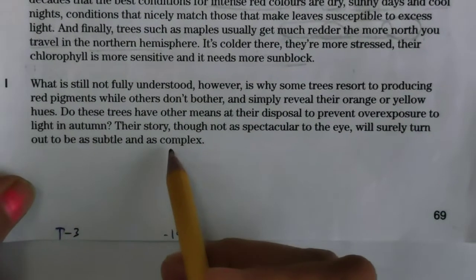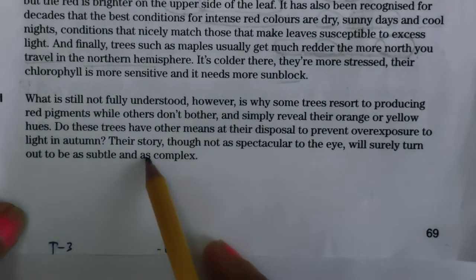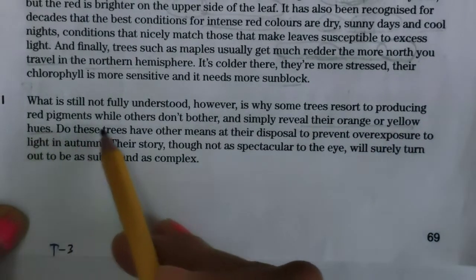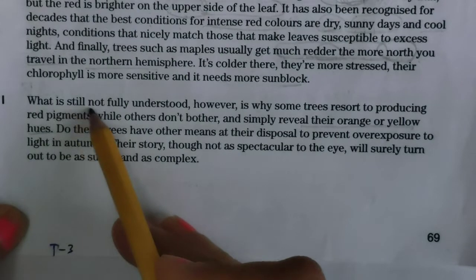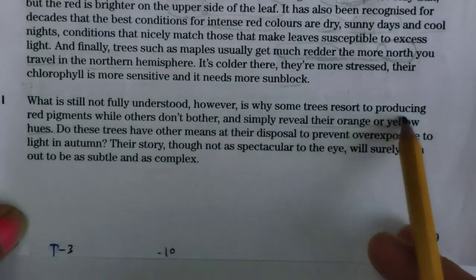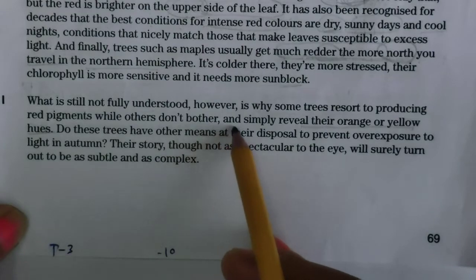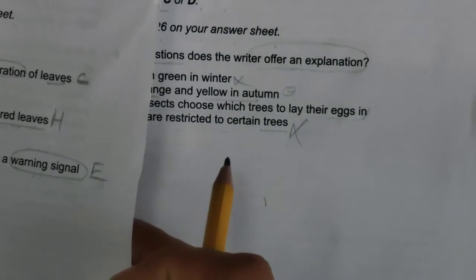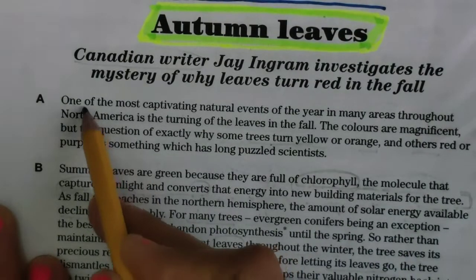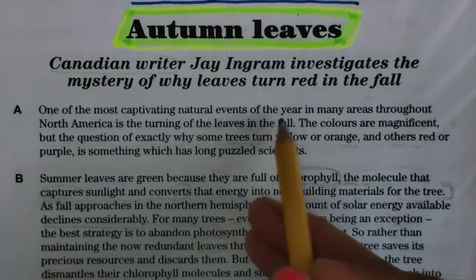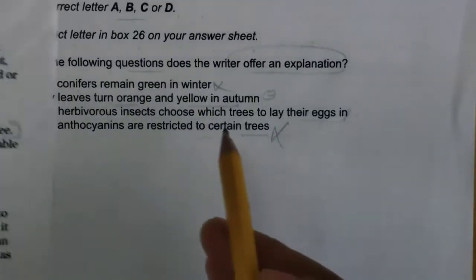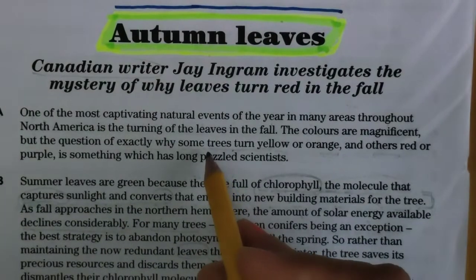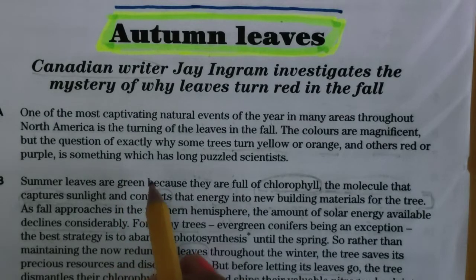Yes, we haven't found any answer from the I and A paragraphs, so we can find this word also. Reveal orange or yellow hues. Okay, what is still not fully understood, however, is why trees resort to producing red pigments. Don't bother, and simply reveal. Okay, this also. And let's read the A paragraph also. Just a moment. One of the most captivating natural events of the year. I will always tell you, for MCQs always find those paragraphs where you didn't find any answer. I'm sure that answer you would get for MCQs.